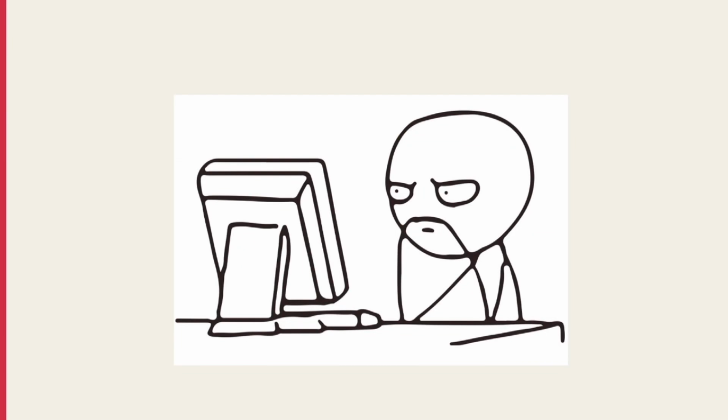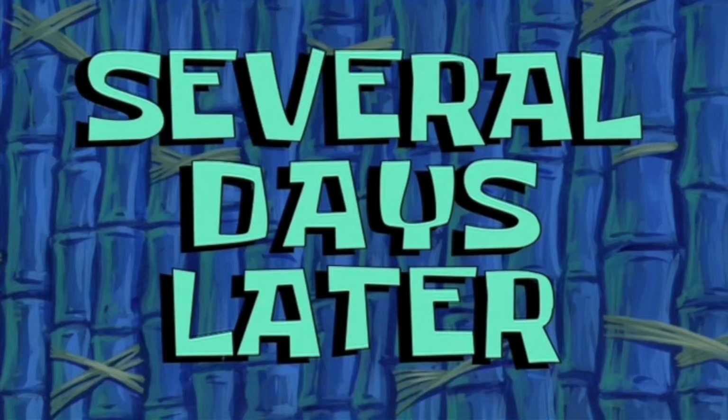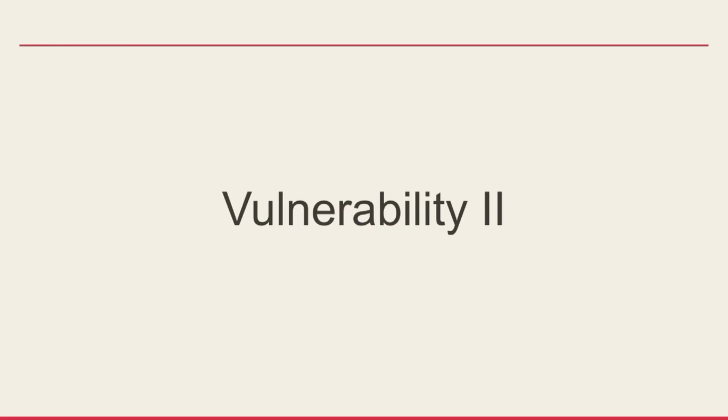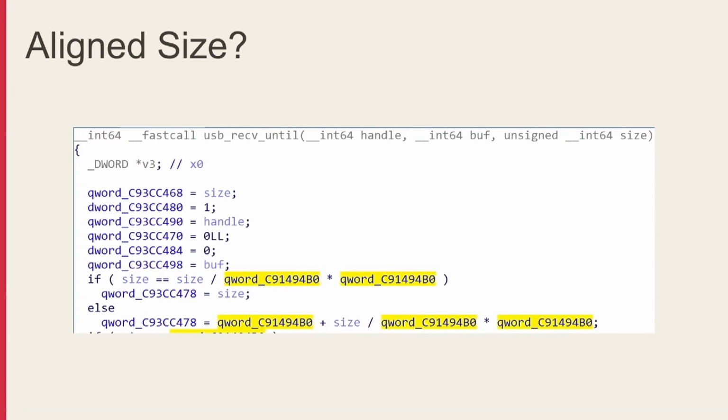After looking at the patch, I was wondering if there was any way to bypass the check. Several days later, I found another vulnerability that can bypass the check. After looking more deeply into the function related to USB receive, I found that the provided size is calculated as a line size with a strange value.